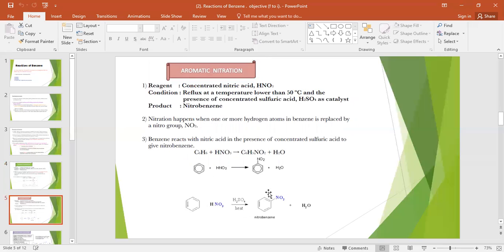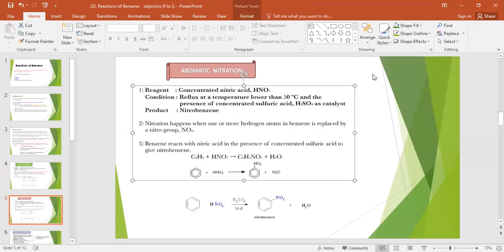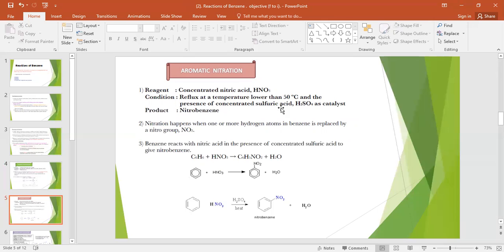Our second reaction is aromatic nitration. What are the reagents required for nitration of benzene? That is concentrated nitric acid, HNO3, the formula of nitric acid. The condition required is reflux at a temperature lower than 50 degrees Celsius, in the presence of concentrated sulfuric acid as a catalyst.